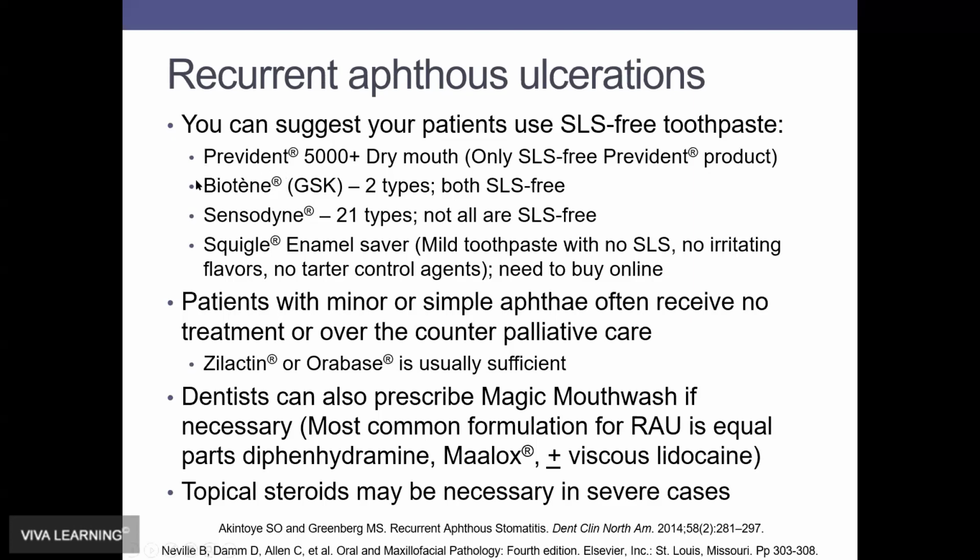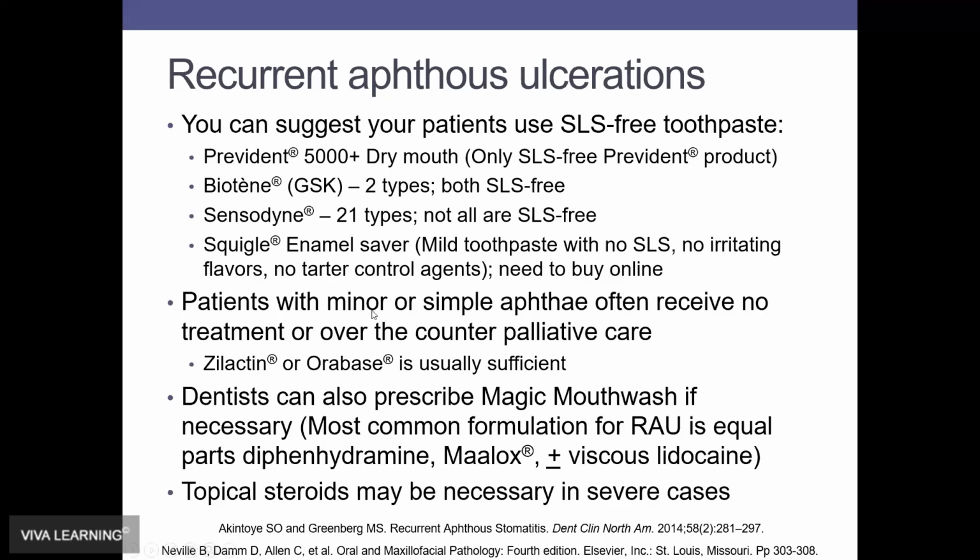Biotene is probably the easiest to recommend because there are only two types. Both types are SLS free. You can find it pretty readily. Sensodyne is made by the same company, and it's probably easier to find Sensodyne. But the problem with Sensodyne is there are 21 types of Sensodyne, and not all of them are SLS free. So your patient will have to read the ingredients to ensure it's SLS free.